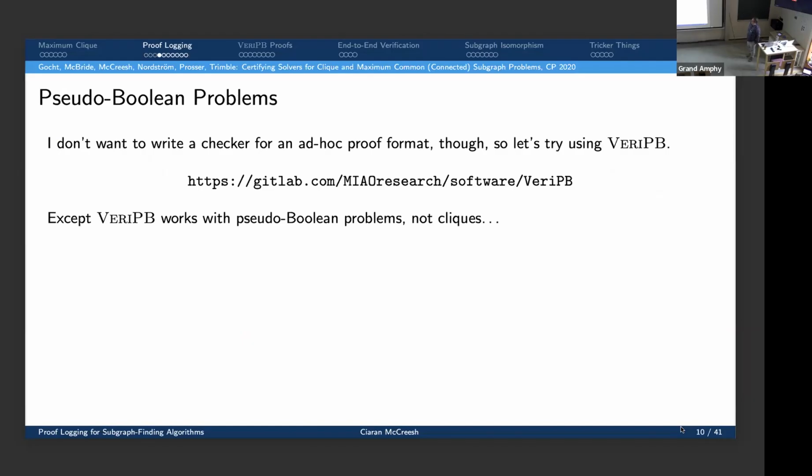Okay, so we want to use VeriPB, but we have to work with pseudo-Boolean problems, not cliques. So what I need to do is come up with a pseudo-Boolean representation that is so obvious that we all agree that it absolutely, definitely means the same thing as solving the maximum clique problem. So I'm not trying to come up with a good pseudo-Boolean encoding here. I'm trying to come up with an obvious pseudo-Boolean encoding that can't possibly be wrong.